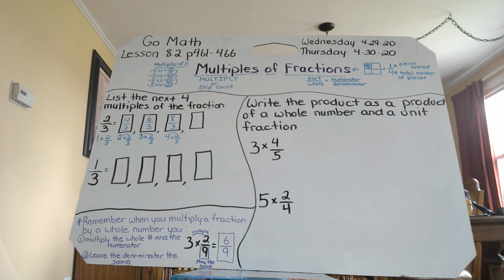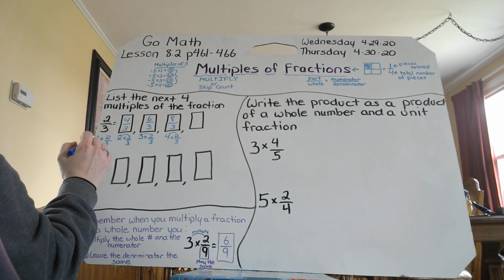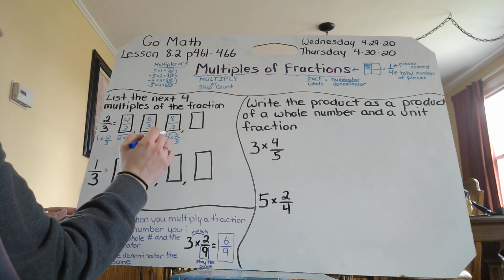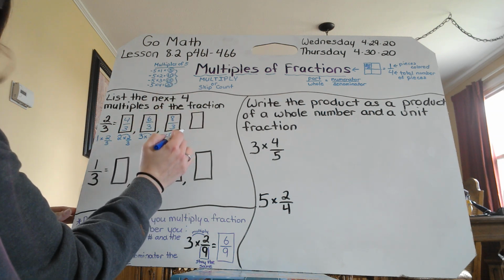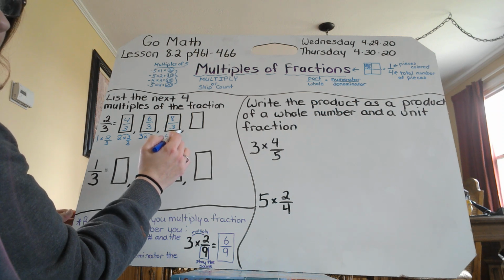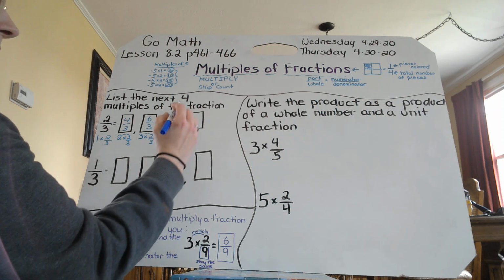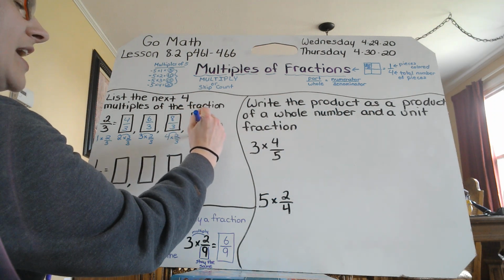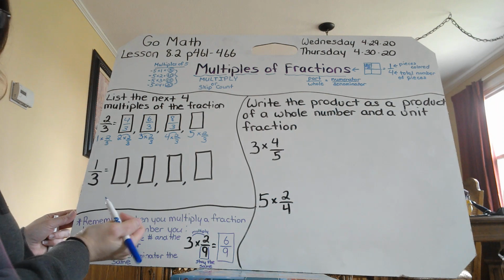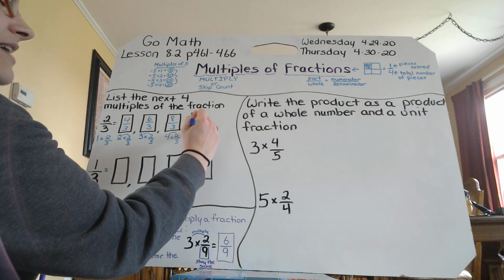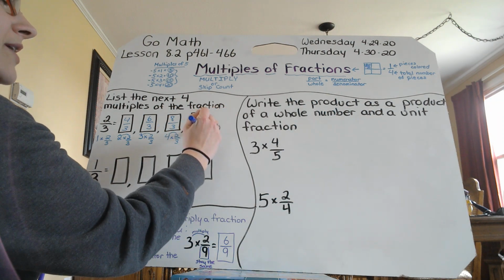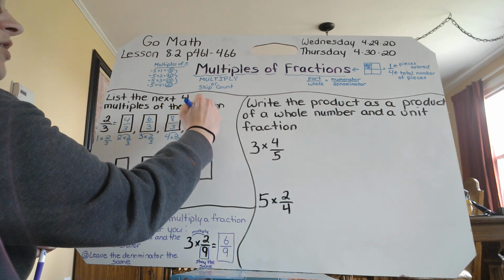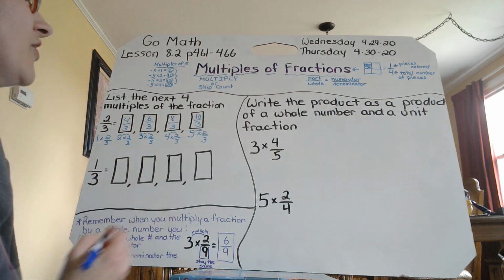And our last multiple of 2/3, if I have 1 times 2/3, 2 times 2/3, 3 times 2/3, 4 times 2/3, next would be, what do you think? Yep, I heard you all the way from over here. It would be 5 times 2/3. And again, your 5, your whole number, and your numerator get multiplied together. So 5 times 2 is 10 over your denominator of 3.